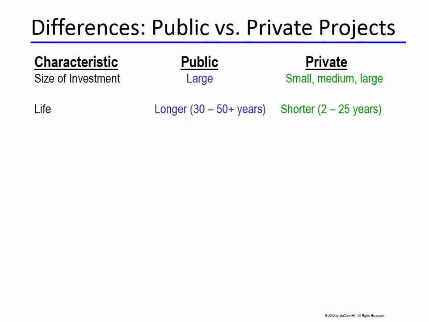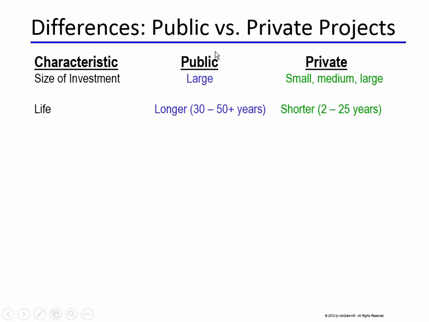So let's compare public projects and the private projects that we've been focusing on so far to distinguish some of the differences. A private project is one where an individual or a company is trying to increase their rate of return as much as possible, whereas the public project is one where it's really for the benefit of society. Public projects typically have a large investment, and the reason for that is that if it was a small investment, then it might be something that a private company could do on their own.